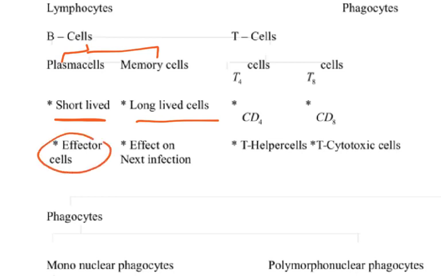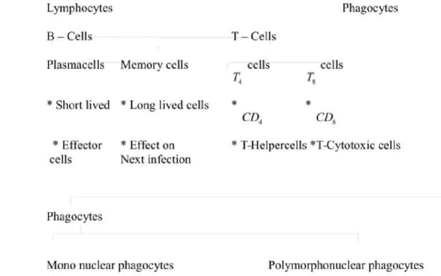We generally call short-lived plasma cells effector cells, which immediately act on the particular antigens that entered the body. Memory cells are going to act on the next infection. B lymphocytes differentiate into plasma cells and memory cells, and they participate in humoral immunity. Plasma cells are short-lived and called effector cells. Memory cells are long-lived and their effect is on the next infection.